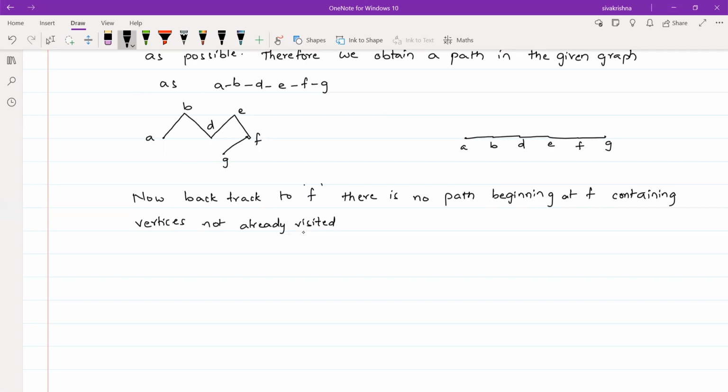Okay, once again, similarly, after backtrack to E, there is no path. So once again, if you backtrack to the vertex small e, there is also no path. So move back, backtrack to D.